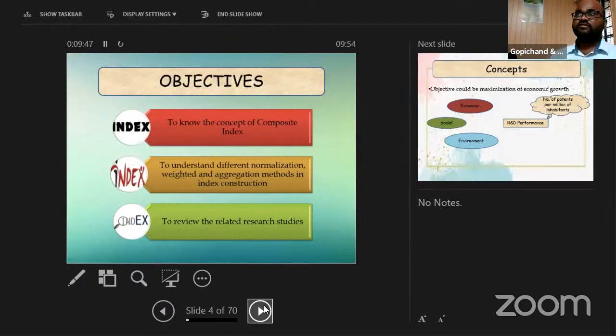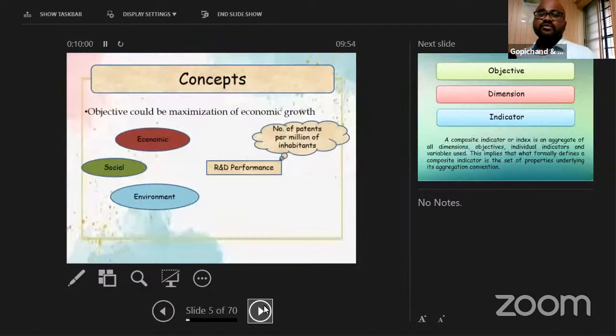Coming to the objectives of my seminar: to know the concept of composite index, to understand the different normalization, weighting and aggregation methods in index construction, and to review the related research studies. We need to understand the concepts, variables, dimensions, indicators, and objective here. The objective gives the direction to reach the goal. Here, let me explain with an example.